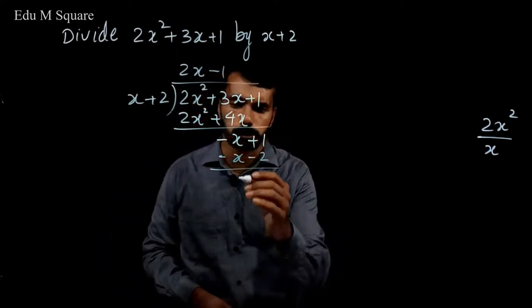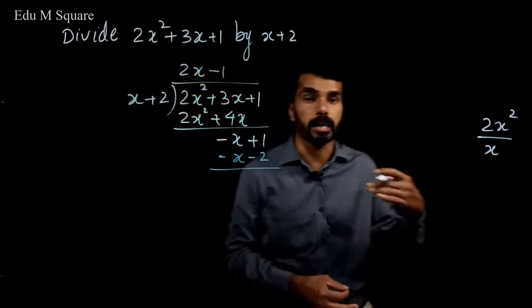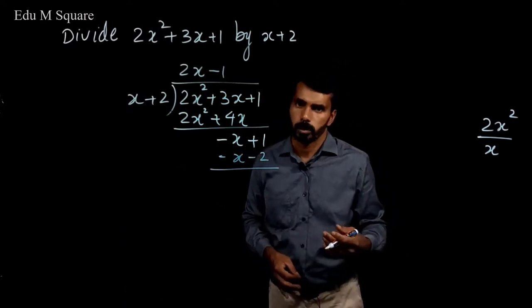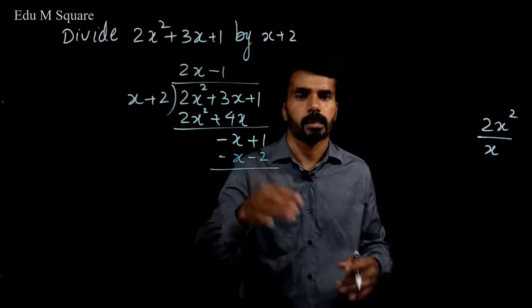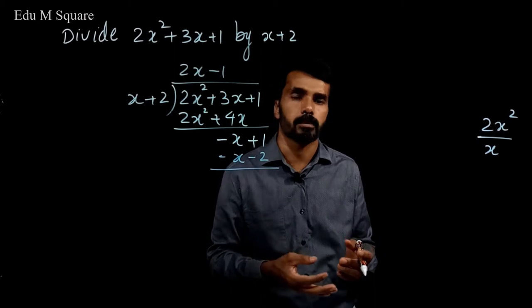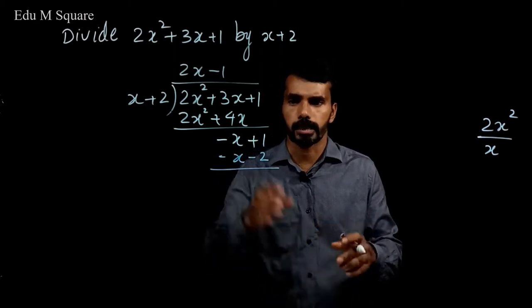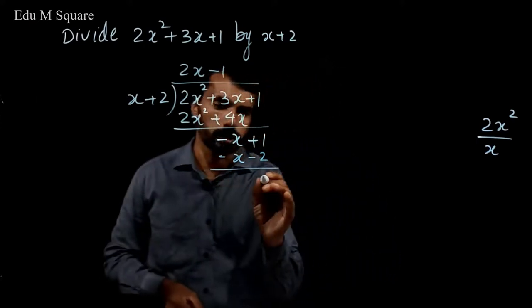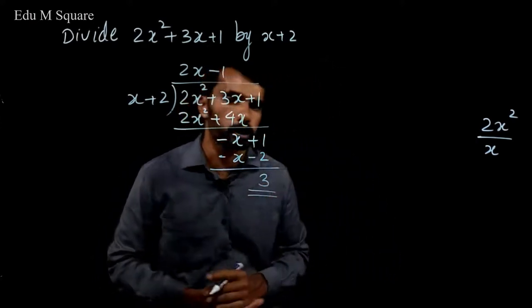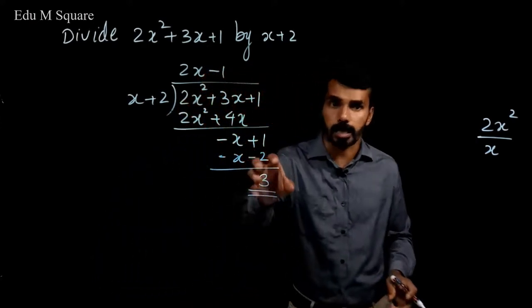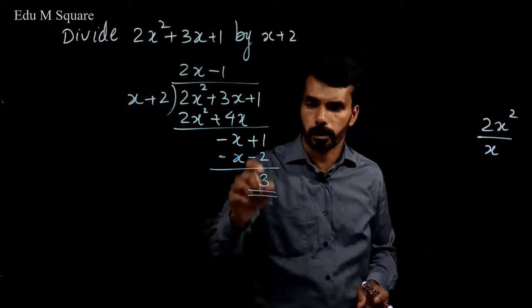Subtract. So this becomes 0. Then 1 minus minus 2. Instead of subtracting this, let us change the sign of the number to be subtracted, then add. That is 1 plus 2 becomes 3. So 3 is the remainder here.